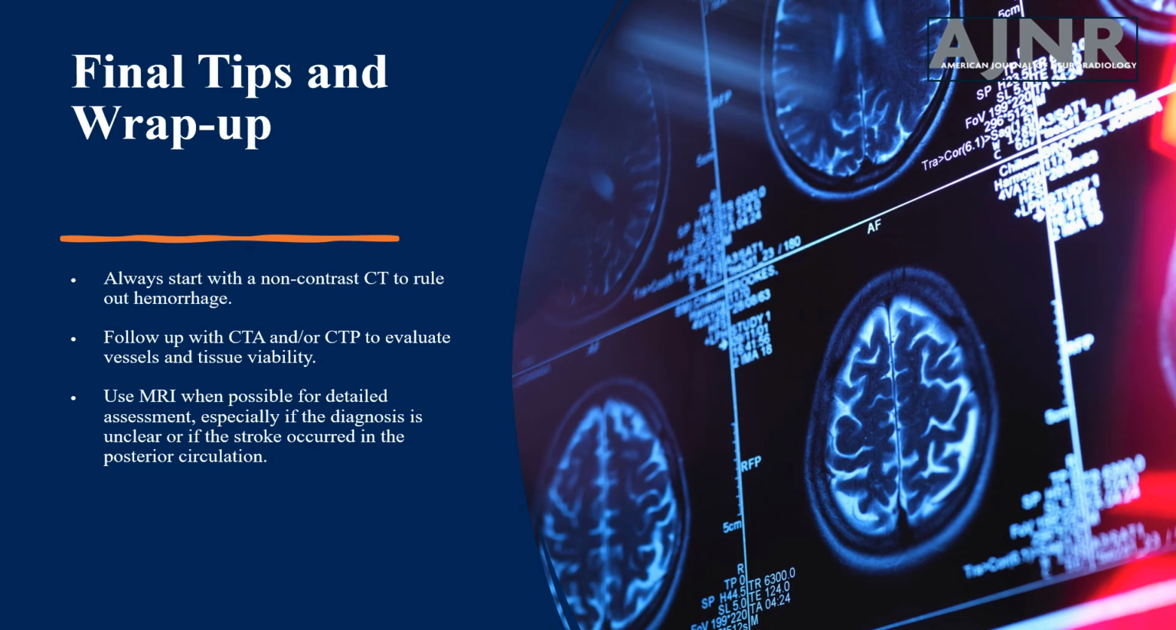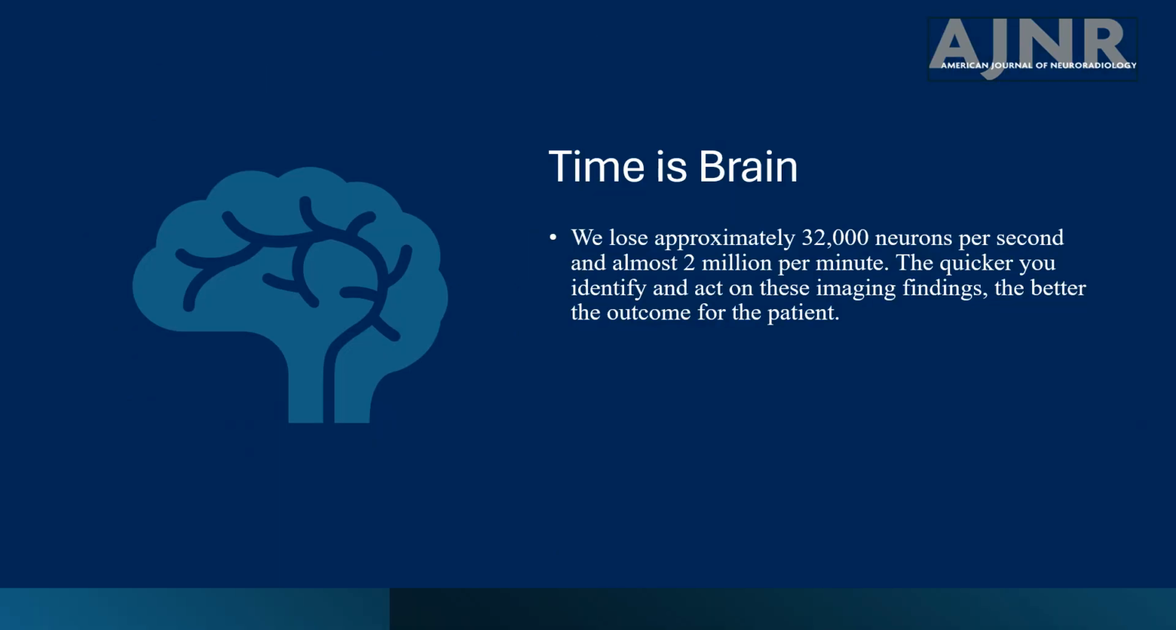So we're near the end, but here are some final tips. Remember to always start with a non-contrast CT to rule out hemorrhage. Follow up with CTA and CTP to evaluate vessels and tissue viability, and when possible use MRI for detailed assessment, especially if the diagnosis is unclear or if the stroke occurred in the posterior circulation.